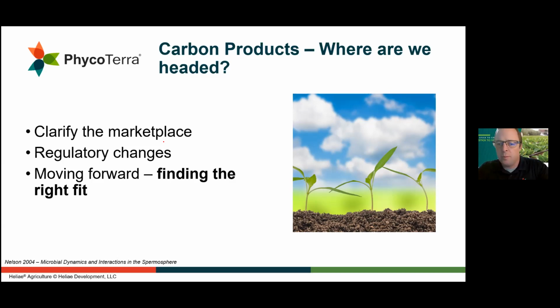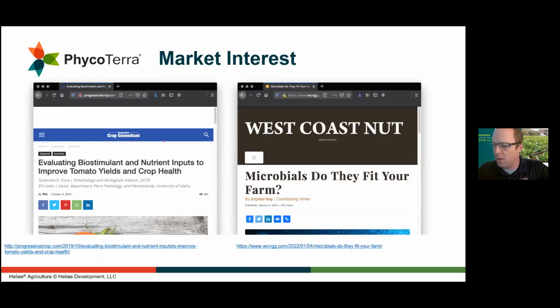So this product space, whether you call it carbon products, microbials, biologicals, biostimulants, lots of different names, really the same bucket. It's these things that are, other than fertilizer or crop protection, often derived from natural sources that have an impact in the field. Lots of interest in this space, and it's certainly been growing over the last 2 or 3 years. Here I have some articles on the screen that you can look up. Here in tomatoes, and Progressive Crop Consultant, great media resource for coverage on biologicals.